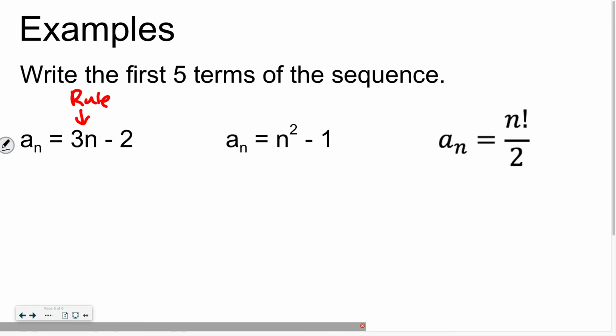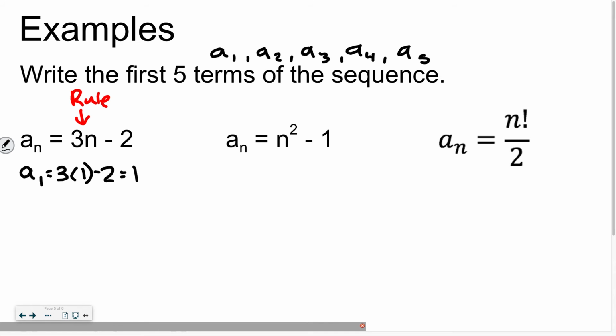And if I want the first 5 terms in the sequence, I want a sub 1, a sub 2, a sub 3, a sub 4, a sub 5. So I'm just plugging in those numbers for n. So a sub 1 is 3 times 1 minus 2, which is 1. A sub 2 is 3 times 2 minus 2, which is 4. A sub 3 is 3 times 3 minus 2, which is 7.